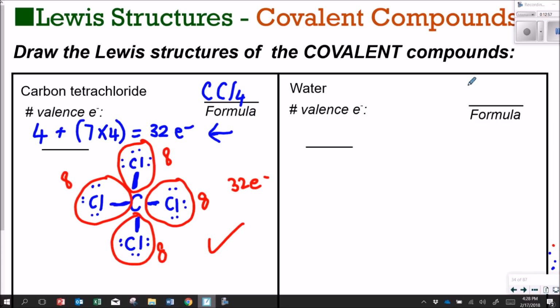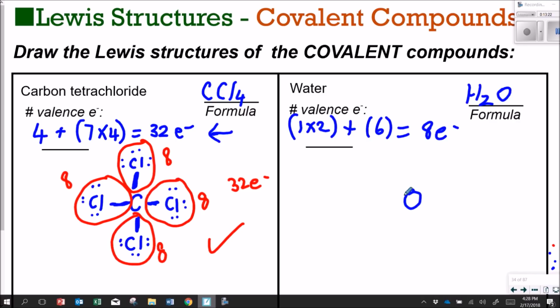Let's try water. Water is H2O. So when I check my available valence electrons, hydrogen has 1 valence electron and we have 2 hydrogens. Oxygen has 6 valence electrons for a total of 8 electrons available. Then I draw my structure. Oxygen will be my central atom since there's only 1 of them. And I'm going to put the hydrogens on each side.